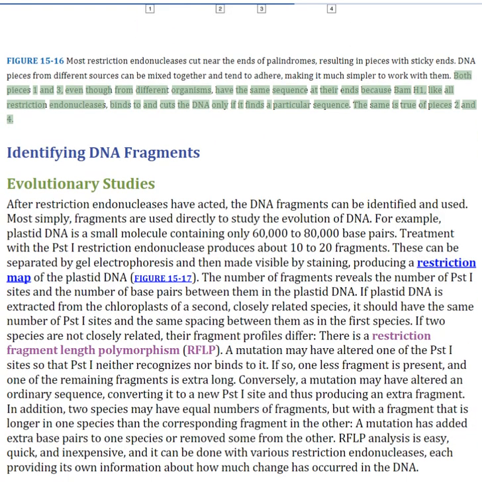Both pieces 1 and 3, even though from different organisms, have the same sequence at their ends because BamHI, like all restriction endonucleases, binds to and cuts the DNA only if it finds a particular sequence. The same is true of pieces 2 and 4.